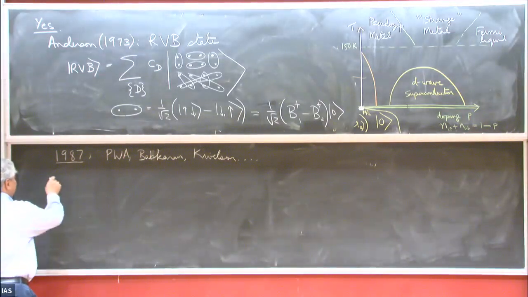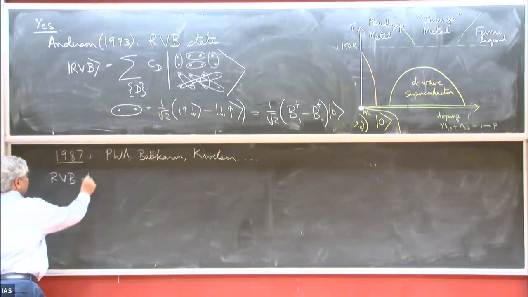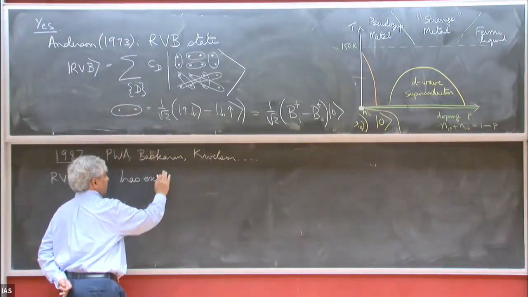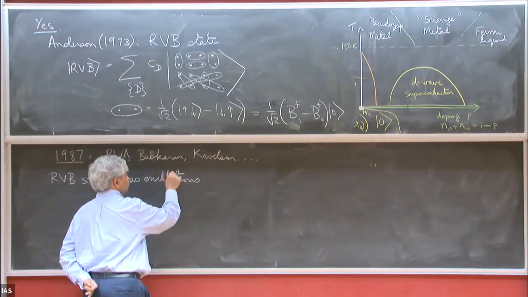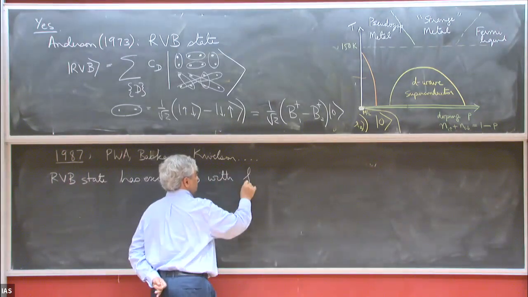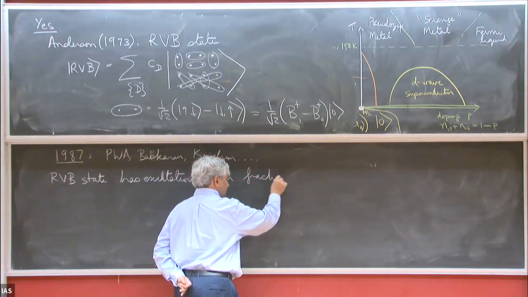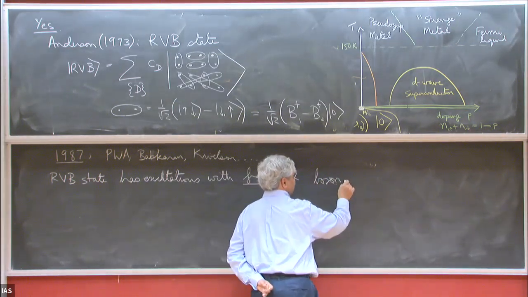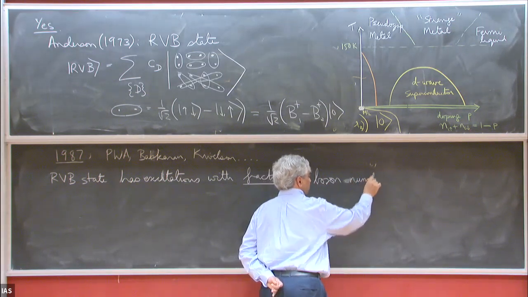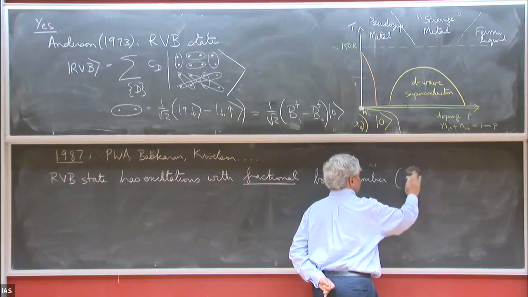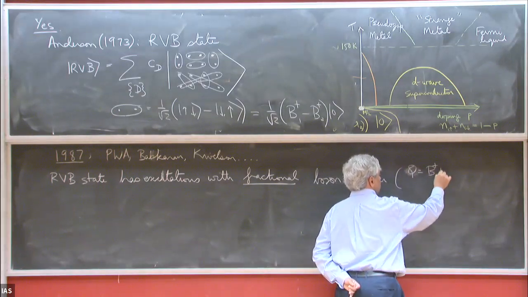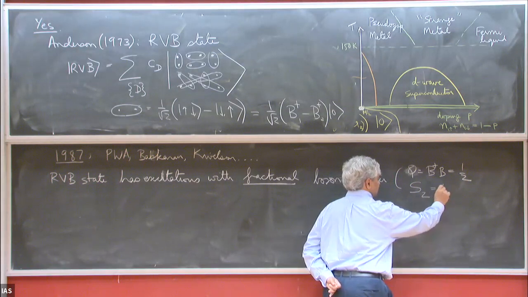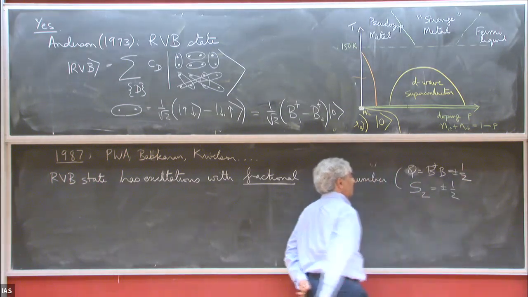Okay, so this is a more precise definition of what we mean by an RVB state. An RVB state has excitations with fractional boson number or spin. In particular, the boson number Q, which is b dagger b, of this excitation can be 1/2, or the spin Sz can be plus or minus 1/2. I guess this is also plus or minus 1/2. Okay.